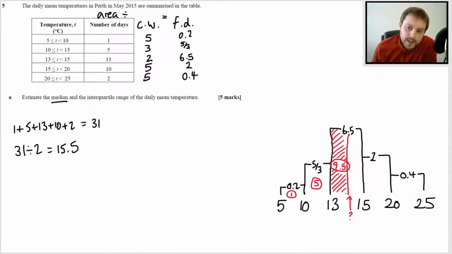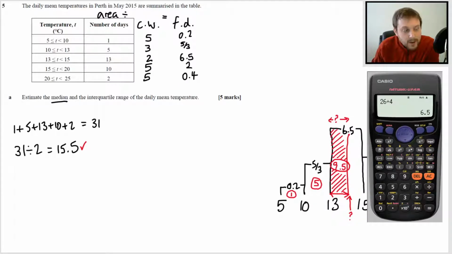Then I would have shaded, if I do all of it, 6 and 9.5, which is the 15.5 I want. And so, it's got an area of 9.5 and a height of 6.5. So how wide is this? Because if I know how wide it is, I'll just add that to 13. And then that's my estimate for the median.